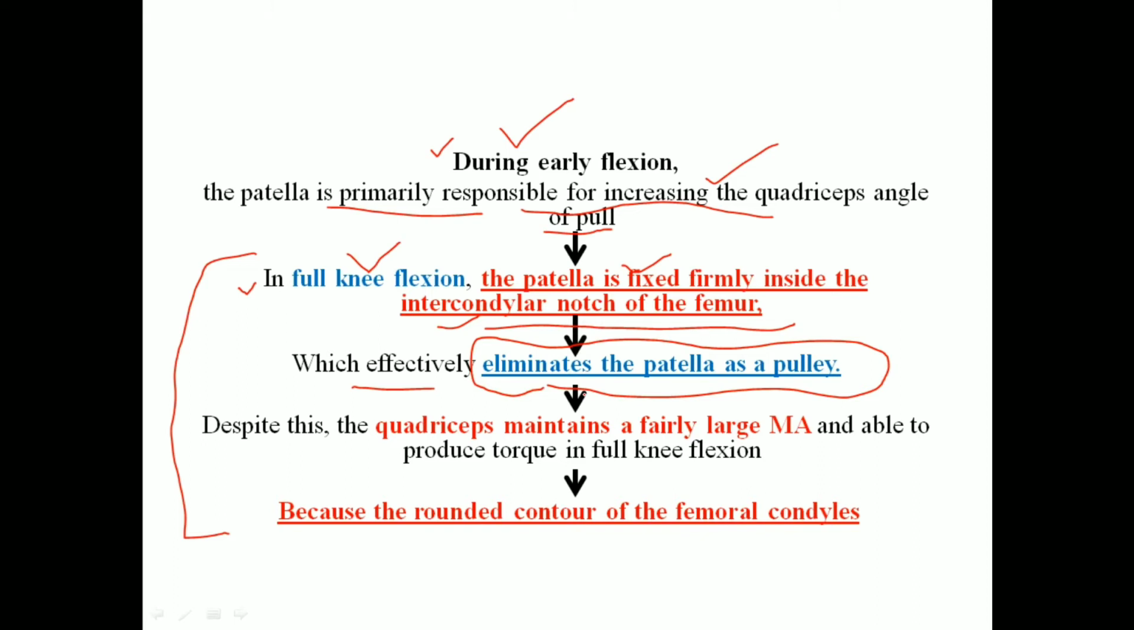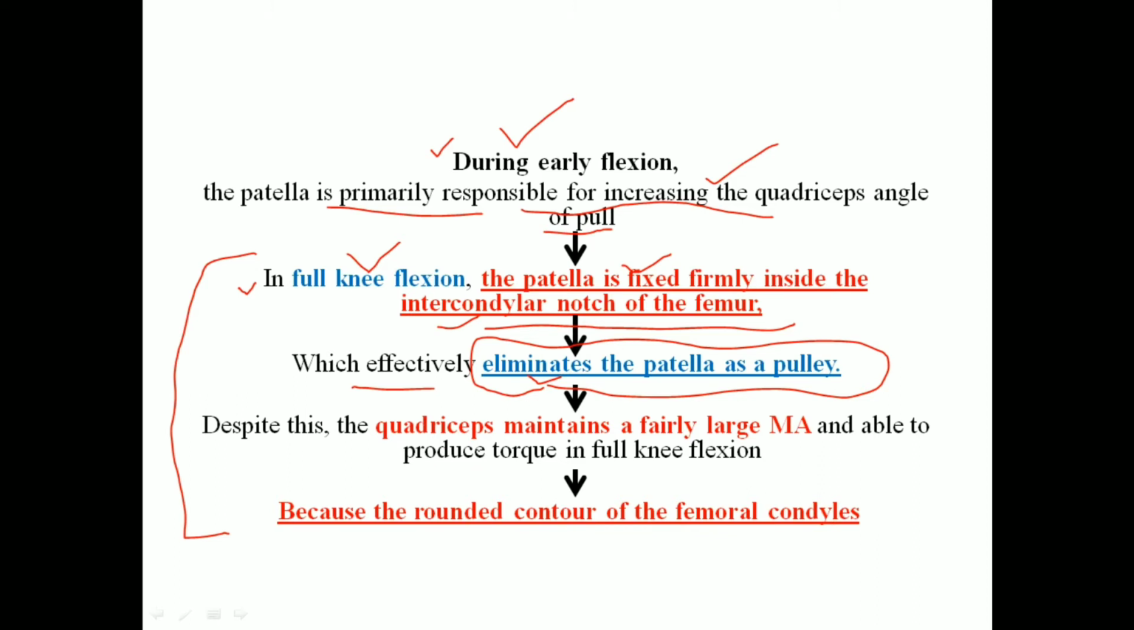But have you ever thought, we said in the previous slide that the patella works as an anatomical pulley, so doing the extension movement is easier, because our quadriceps tendon and patellar tendon glide on the patella bone. But during full flexion, the patella is inside the intercondylar notch, which effectively eliminates the patella as a pulley. But despite this, we will still be able to do the knee extension.